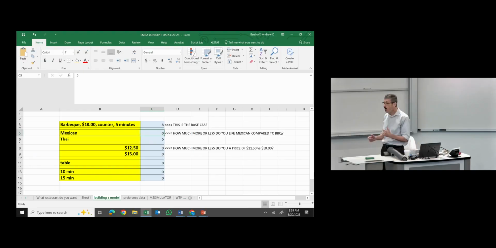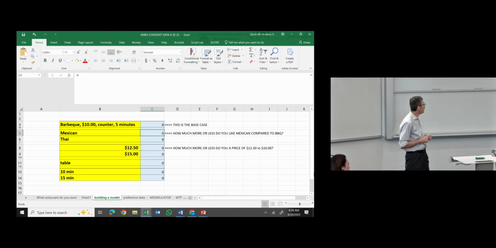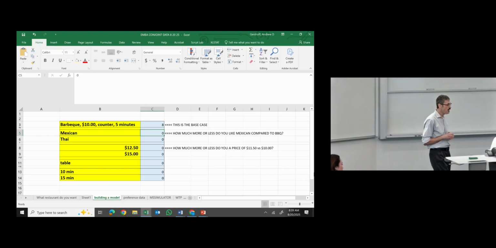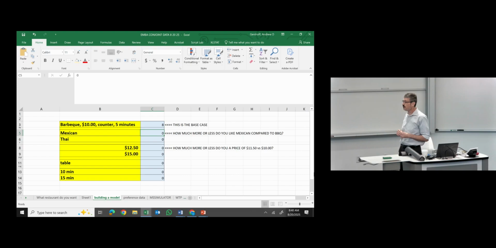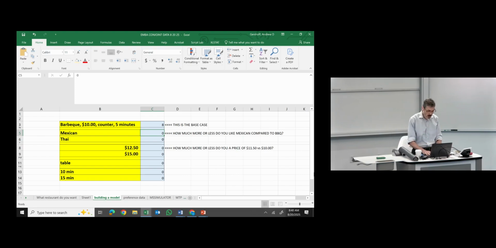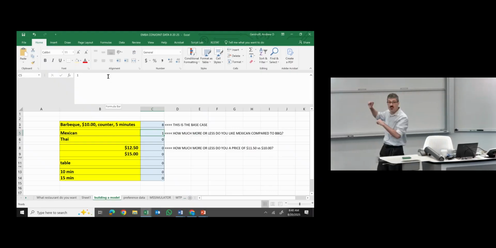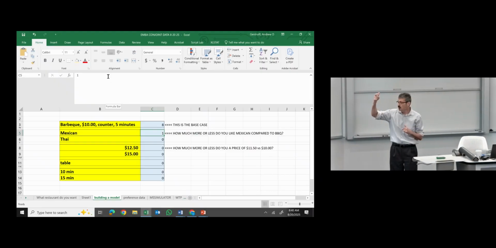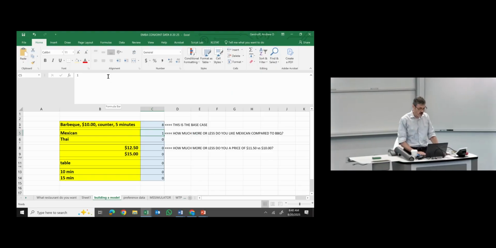Okay, and so now, if I were to change that restaurant, it's not a barbecue, everything else is the same, but now it is a Mexican restaurant instead. Do you like it more or do you like it less? A bit more. So I'm going to give that a +1. This is the amount that I would change it relative to the base case, which is the barbecue restaurant, $10, counter service, 5 minutes away.